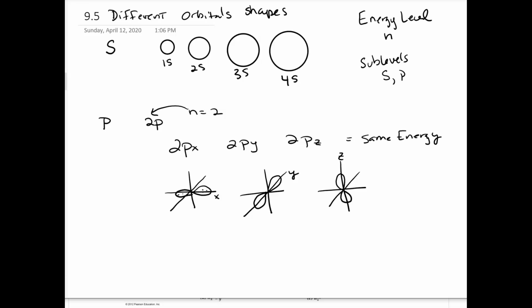Remember, the distance and separation between the positive nucleus and the negative charge of the electron is what gives it its energy. And the dumbbell, whether or not it's oriented along x, y, or z, has the same average distance from the center, and that center would be the nucleus. There are also orbitals called d orbitals, and d orbitals have cloverleaf shapes.